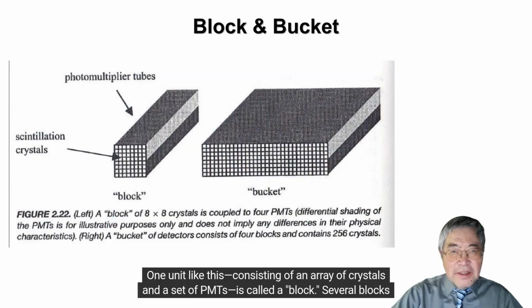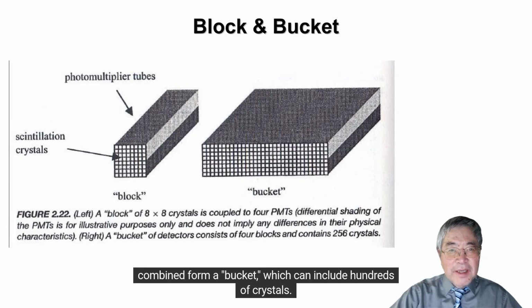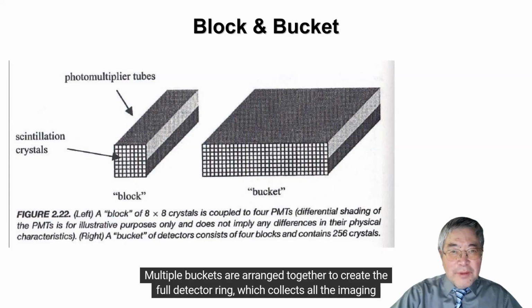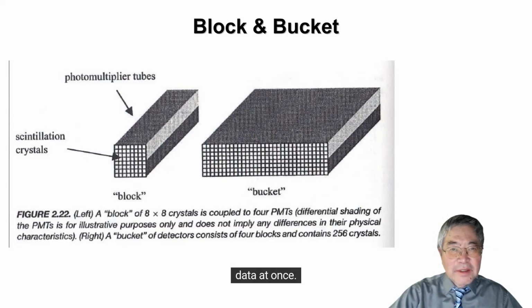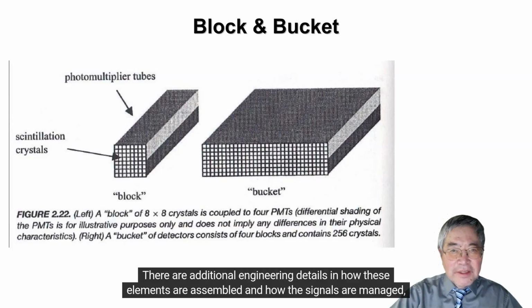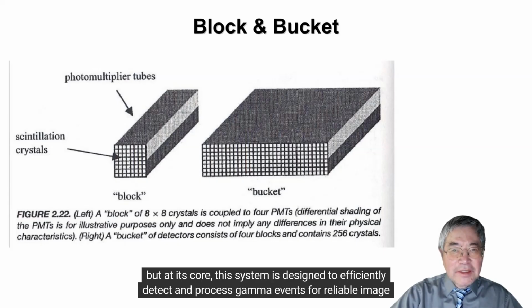One unit like this, consisting of an array of crystals and a set of PMTs, is called a block. Several blocks combined form a bucket, which can include hundreds of crystals. Multiple buckets are arranged together to create the full detector ring, which collects all the imaging data at once. There are additional engineering details in how these elements are assembled and how the signals are managed, but at its core, this system is designed to efficiently detect and process gamma events for reliable image reconstruction.